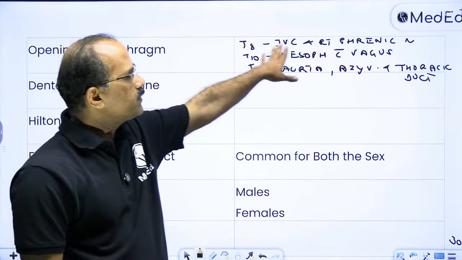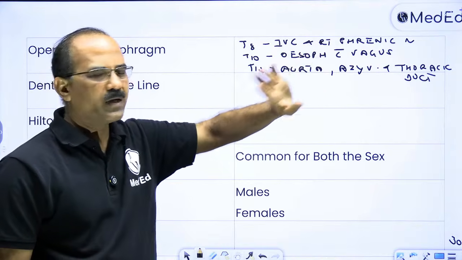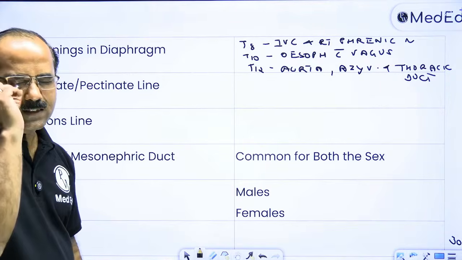So T8 IVC and right phrenic nerve. T10 is esophagus with vagus. T12 is aorta, azygous vein, thoracic duct. Fine. Dentate or pectinate line, that's in the anal canal.